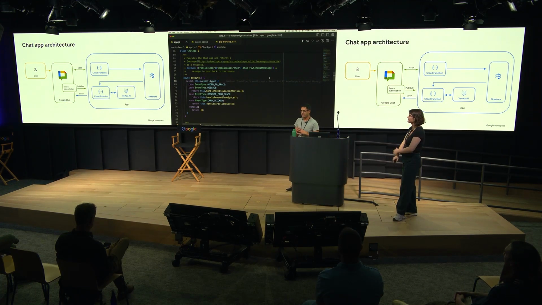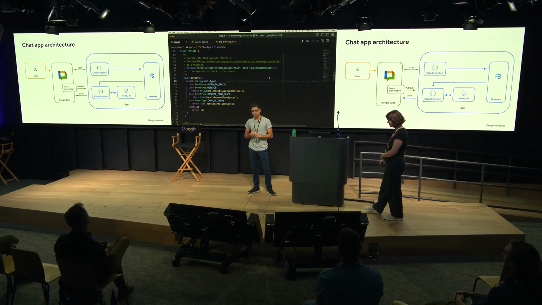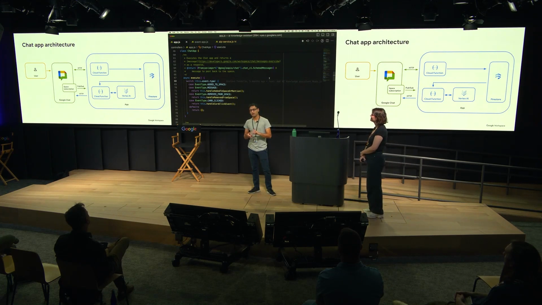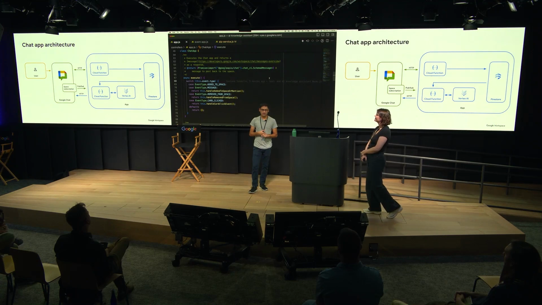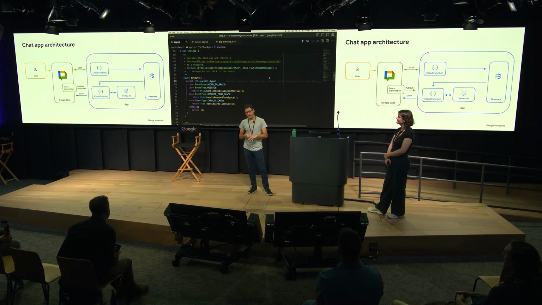There are three main user journeys that we're interested in. First one is when we add an app to the chat space. Second one is when we post a question or a message, and then the app will determine if it's a question and try to answer that.